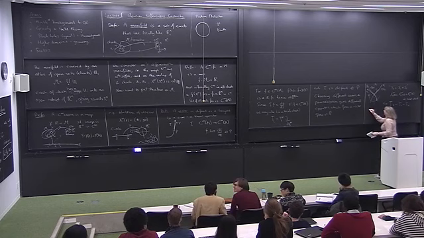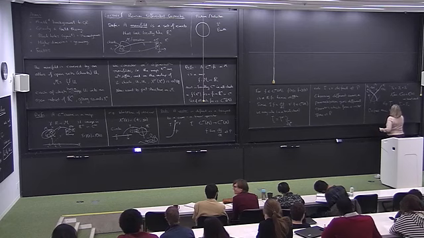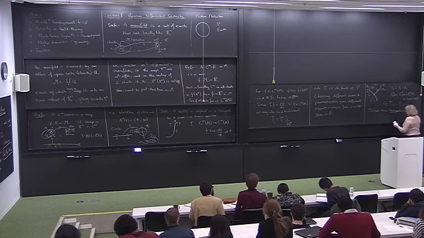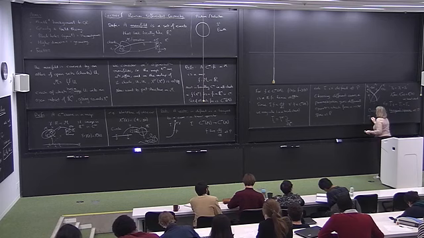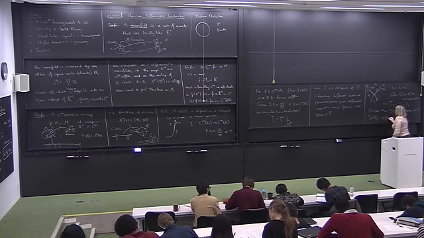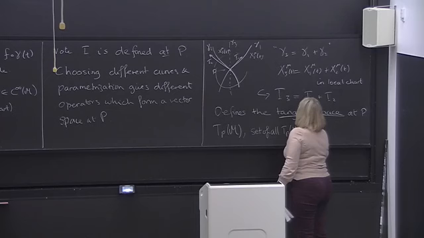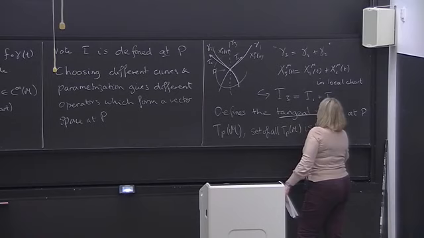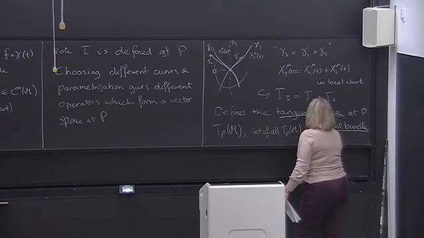Okay, so this, where are we? This defines the tangent space at P. So we call this T_P of M, and when we take the set of all tangent spaces for all points, there's a bit more to it than this, but basically that's what it is. It's the tangent bundle T of M.